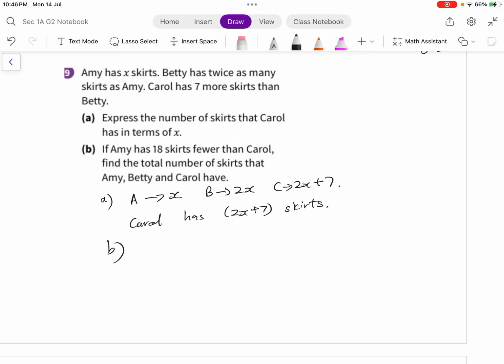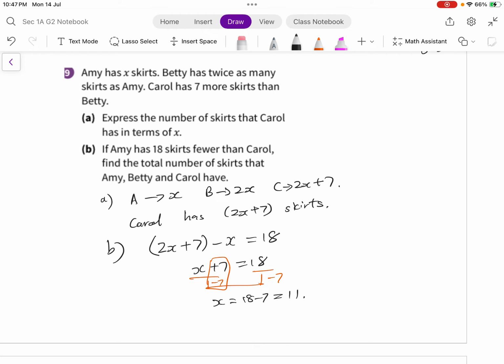Now part B, if Amy has 18 skirts fewer than Carol, find the total number of skirts that Amy, Betty, and Carol have. So we know that 2X plus 7, which is the number of skirts Carol has, minus Amy, which is X, equals 18, because Amy has 18 skirts fewer. So we will get X plus 7 equals 18. Then we minus 7 on both sides, so we get X equals 18 minus 7, which is 11. So we know the value of X is actually 11.